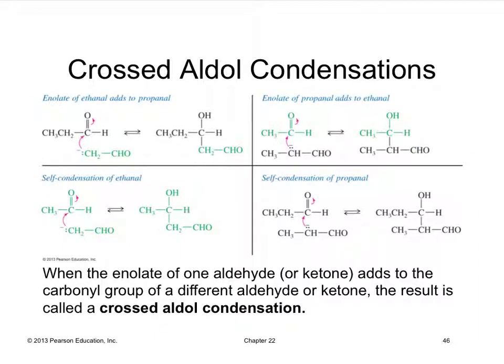When the enolate of one aldehyde or ketone adds to a carbonyl group of a different aldehyde or ketone, this results in a cross-aldol condensation. So here's a propanal, here's an enolate of ethanal, it's going to attack, and this is your product. You can have the enolate of propanal add to ethanal, so here it's attacking, forming the product here. You can do a self-condensation of ethanal and propanal, which we've seen before. So this ends this part of this chapter.